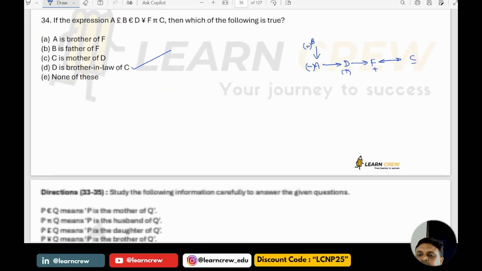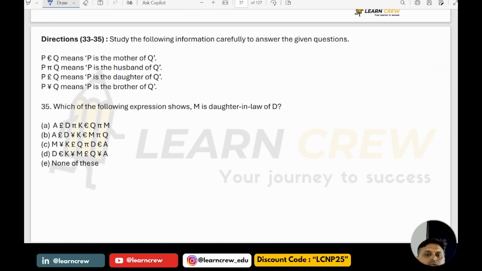Now, the 35th question. M is the daughter-in-law of D. If you see the first one, A E D means what? A is the daughter of D. D pi K means D is the husband of K. So K is the wife.